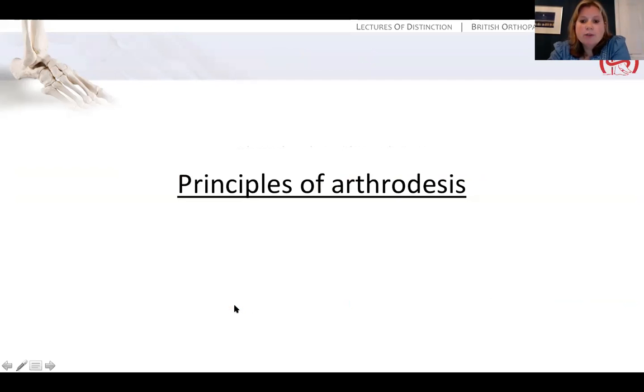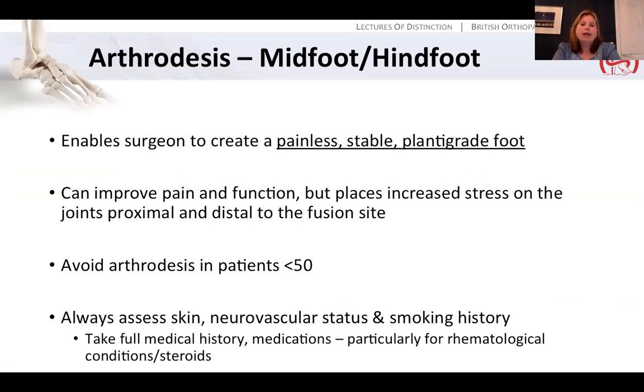So principles of arthrodesis. So essentially, we're just going to take a step away from the midfoot for a second and just talk about arthrodesis in general. So arthrodesis enables a surgeon to create a painless, plantigrade, stable foot. And essentially you want to improve pain and function, but the problem with fusions and why you have to be a bit careful about doing them is that the fusion, because they're rigid, places increased stress on the surrounding joints. And that can lead to arthritis in the joints over time, and it can lead to pain. So as a general principle, you want to avoid arthrodesis in younger patients who are less than 50.